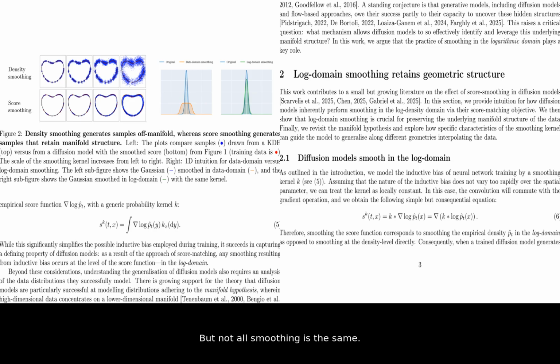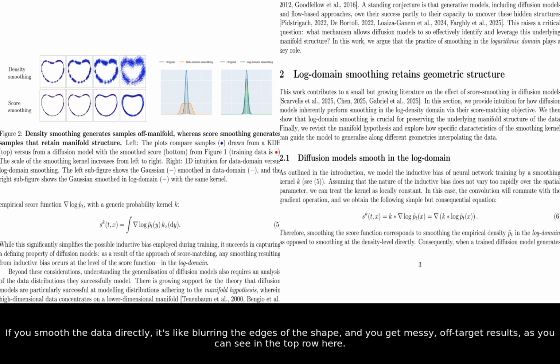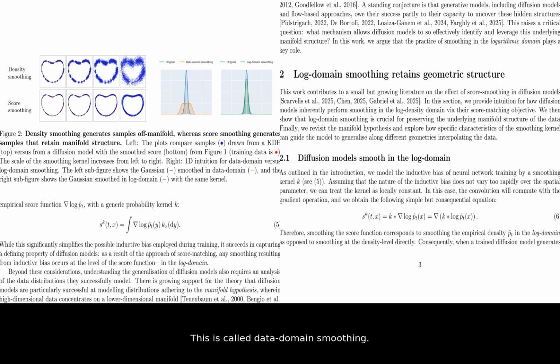But not all smoothing is the same. If you smooth the data directly, it's like blurring the edges of the shape, and you get messy, off-target results, as you can see in the top row here. This is called data domain smoothing.